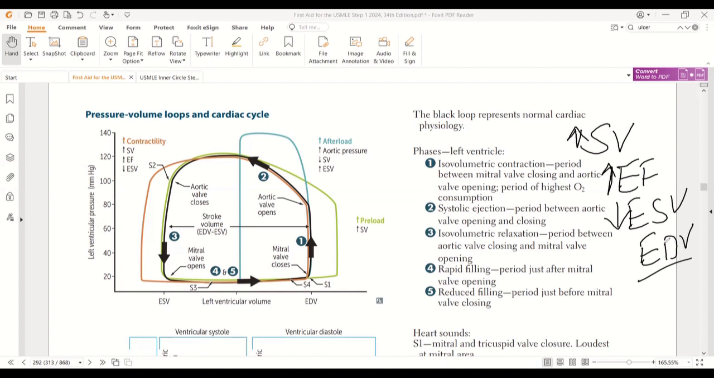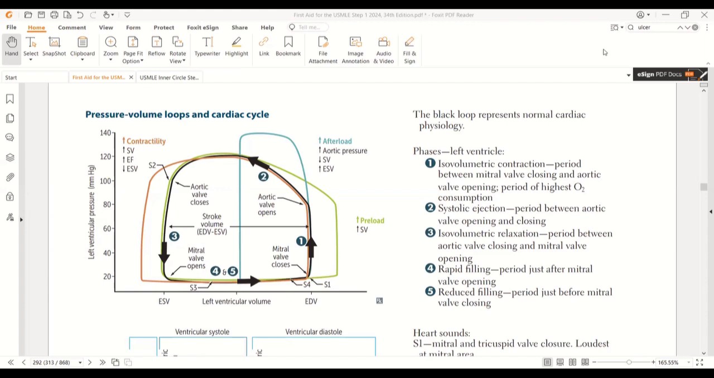So this orange color. Why is end diastolic volume not decreased? Why does the end diastolic volume remain the same? Why is it not decreased? Because end diastolic volume mainly depends on preload. You are not giving the fluid.